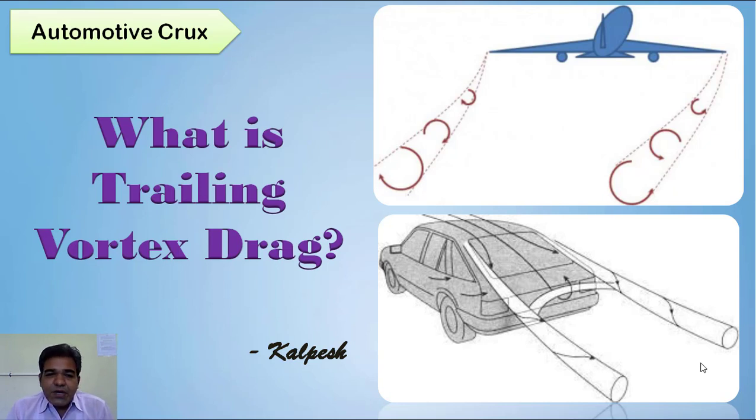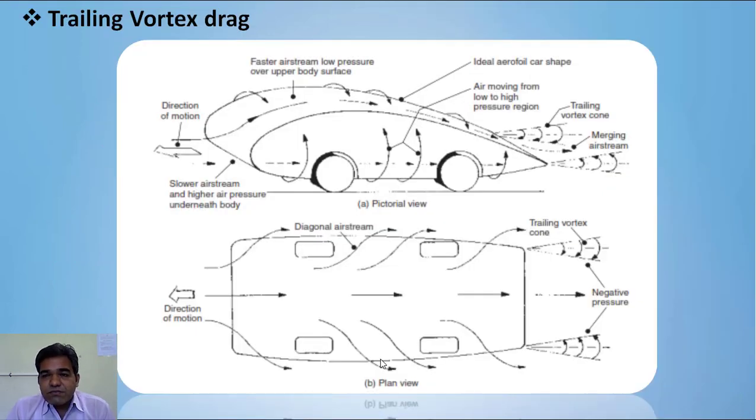In this video I'm going to talk about the trailing vortices, or sometimes it is also known as trailing vortex drag. So let's have a look. In this picture you can observe that a simple aerofoil shape has been considered to understand the trailing vortex drag. The aerofoil shape has a least drag coefficient, which is quite near about 0.05. This is the reason why the aerofoil shape is considered here. So considering the least drag coefficient, we are trying to understand the trailing vortex drag.